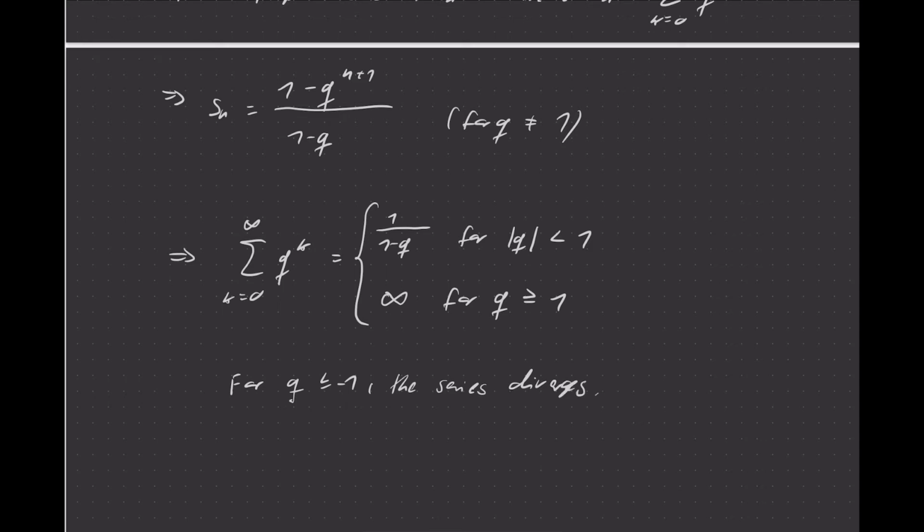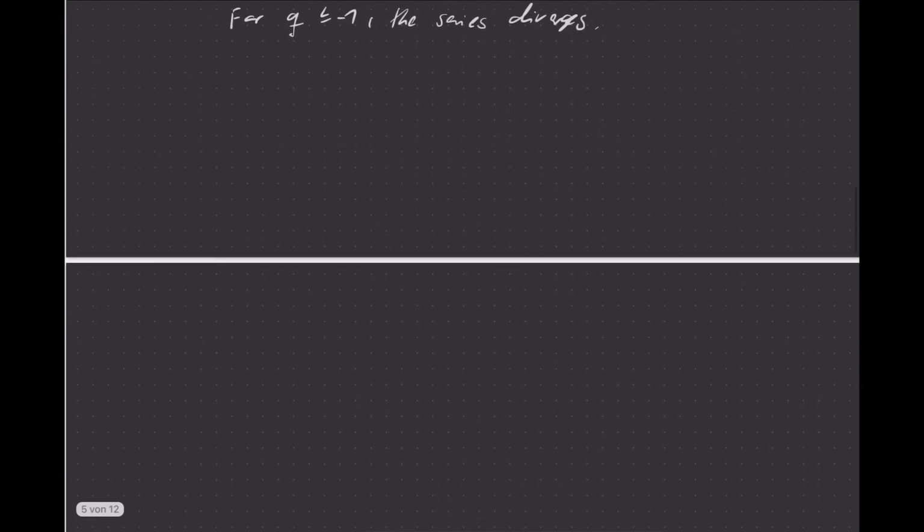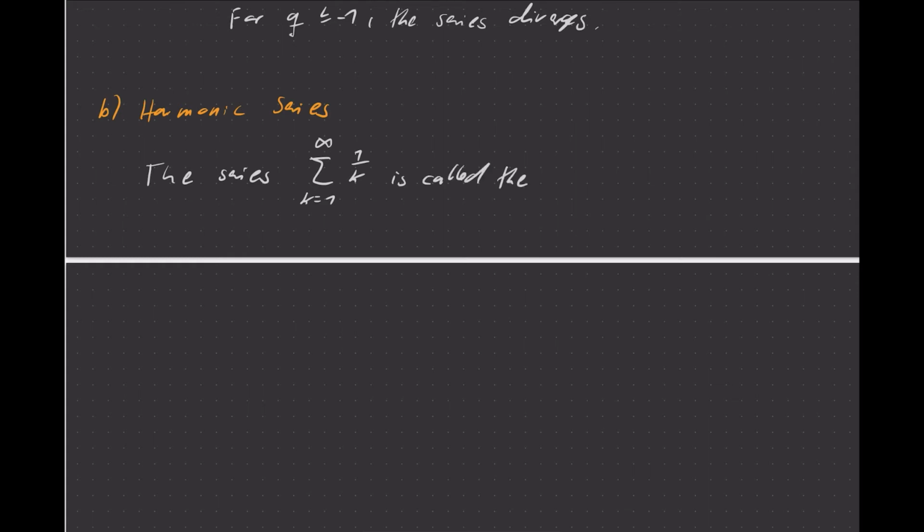So that is a geometric series, one of the most important series that we'll encounter. Our next example will describe the so-called harmonic series. We've also seen series like that before. Let's first define that. The series sum over 1 over k is called the harmonic series. And of course we have to start that at 1 instead of 0, because 1 over 0 is not defined. So this is called the harmonic series.